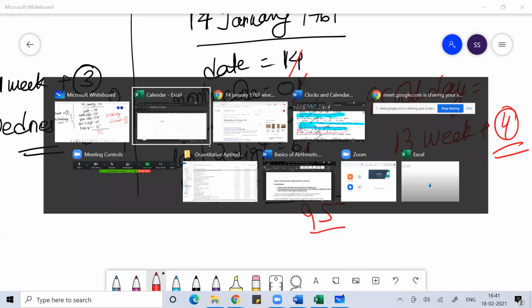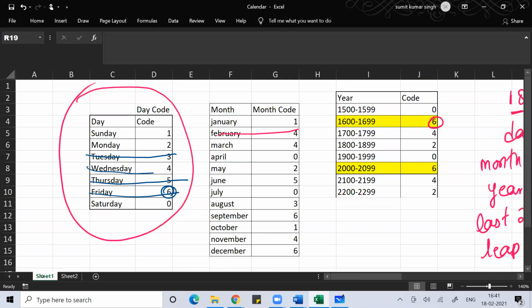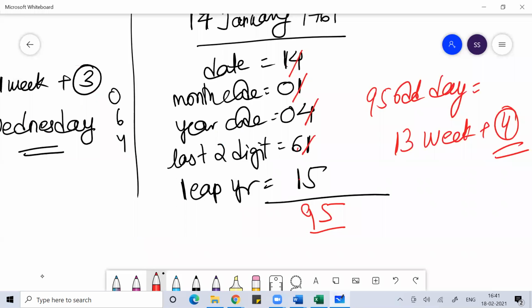4 days extra. 13 weeks plus 4 days extra. So 4 means you can check, it's Wednesday. Yes, it was Wednesday. Clear? Anyone have any question? Anything anyone wants to ask?